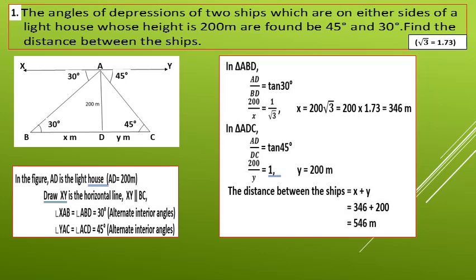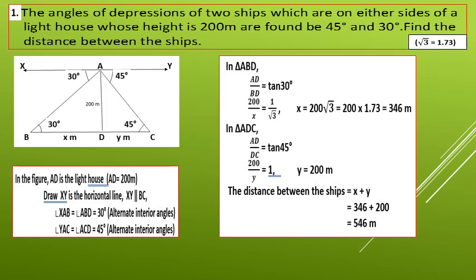Now in triangle ABD, AD by BD is equal to tan 30 degree, opposite by adjacent. AD is 200 and BD is x. So 200 by x is equal to tan 30 degree, whose value is 1 by root 3. By cross multiplication, we get x is equal to 200 root 3. Root 3 value is given 1.73. So 200 into 1.73 is equal to 346 meter.